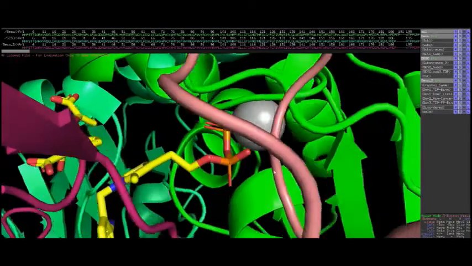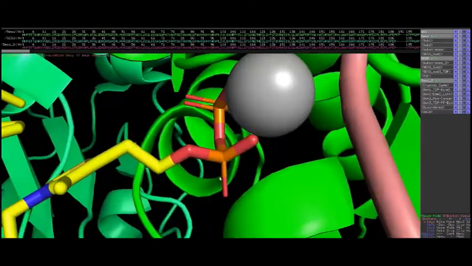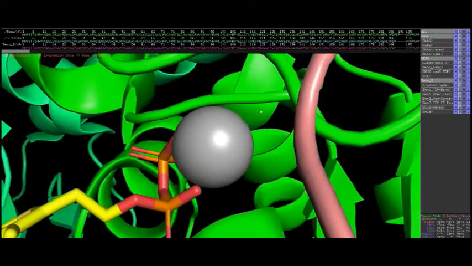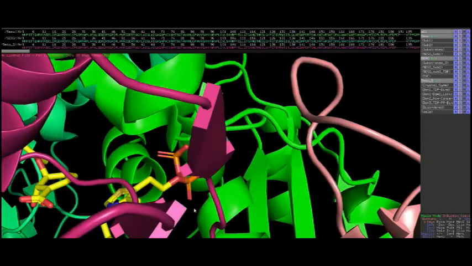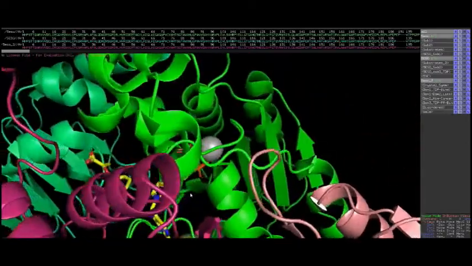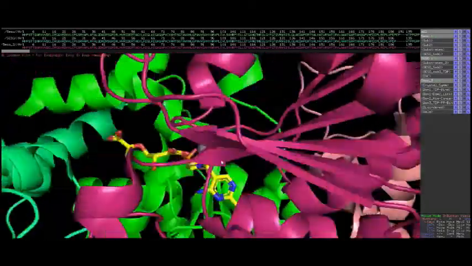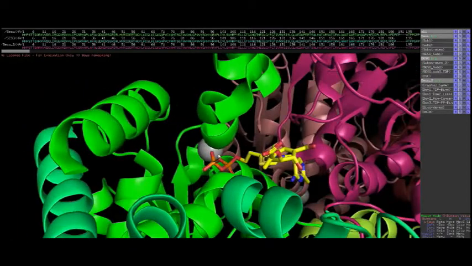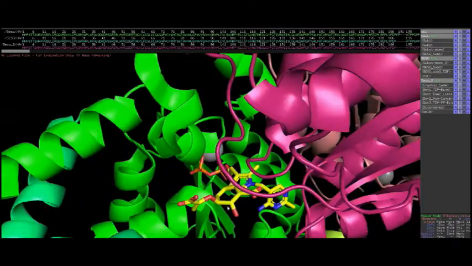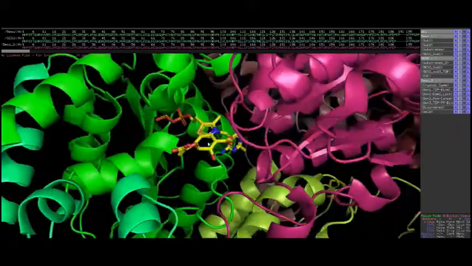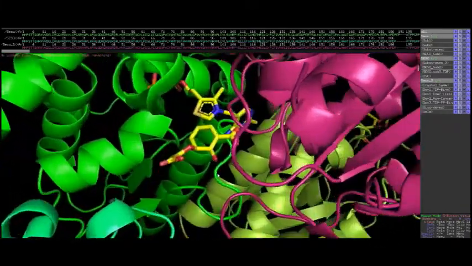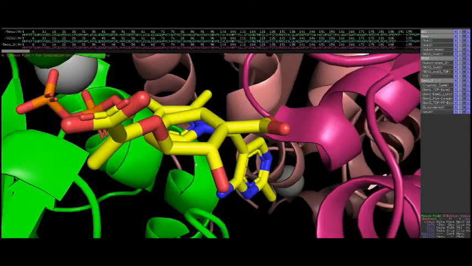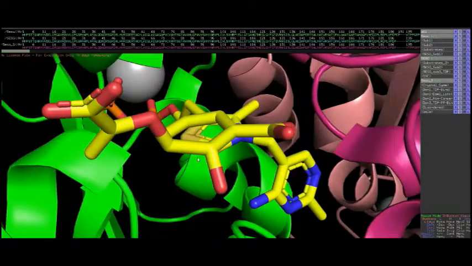So we can see the pyrophosphate, these two phosphate moieties here, and this magnesium ion in gray that, as I've talked about before, is very common for pyrophosphate or phosphates of all kinds in enzymes to be stabilized by. And then right here is our substrate.